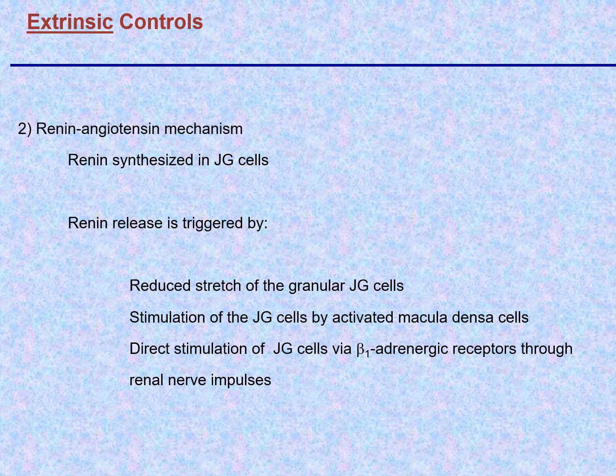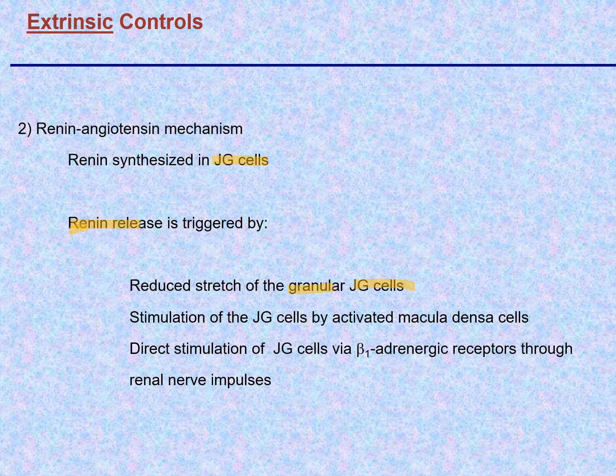Renin is a hormone that is synthesized by juxtaglomerular cells, those cells that form part of the juxtaglomerular apparatus and are around the afferent and efferent arterioles, just where they go into and come out of the glomerulus. The release of this hormone, renin, is triggered by reduced stretching of the juxtaglomerular cells. They are granular in that they contain granules of the hormone renin.